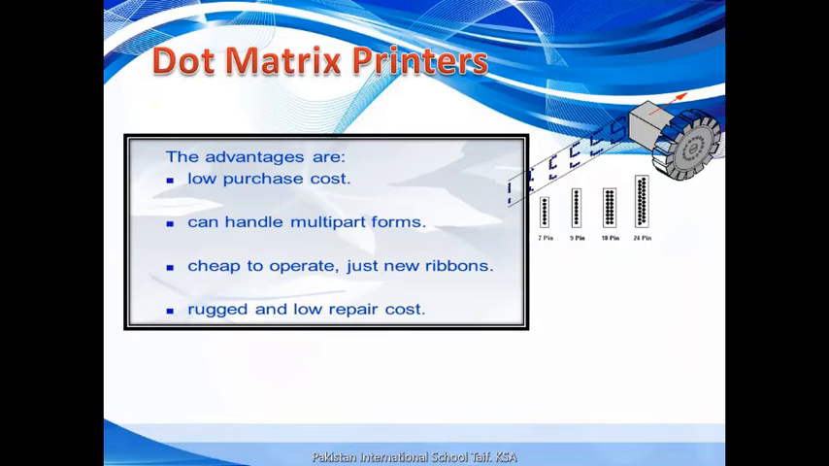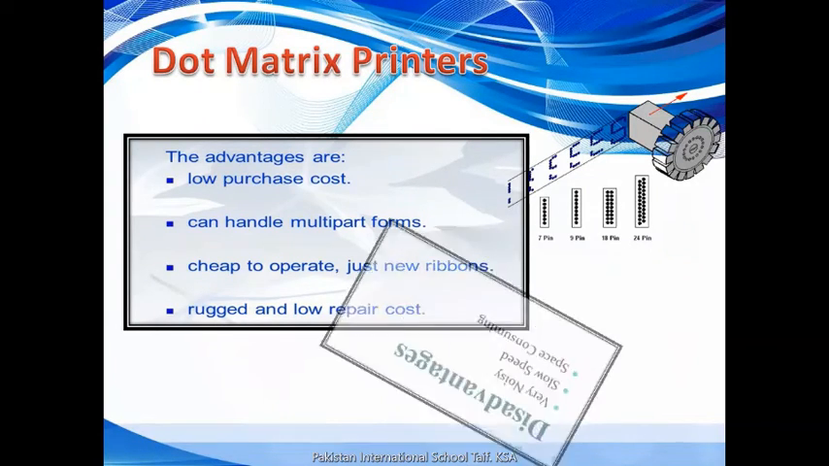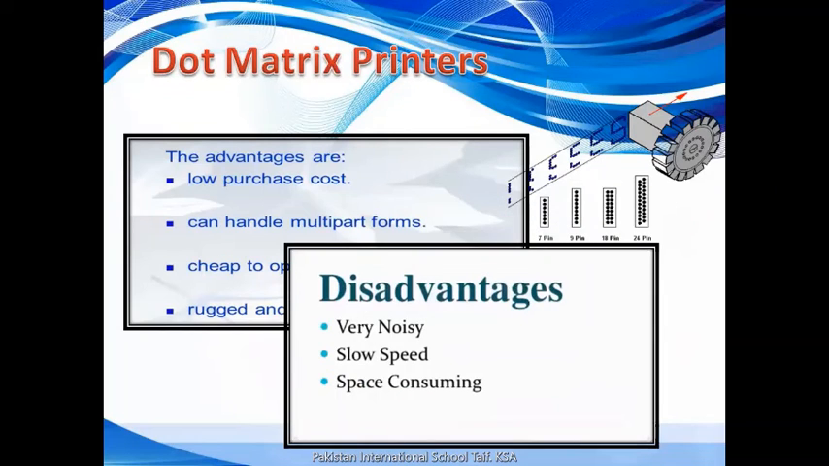Here you can check we have pins, and here we have a hammer which is rotating and striking over a ribbon. Here we have 7 pins, 9 pins, 18 pins, and 24 pins. The pin head always strikes over a ribbon and the impression gets on the page. Disadvantages of dot matrix printers are that they are very noisy, slow speed, and space consuming. It can take so much space.